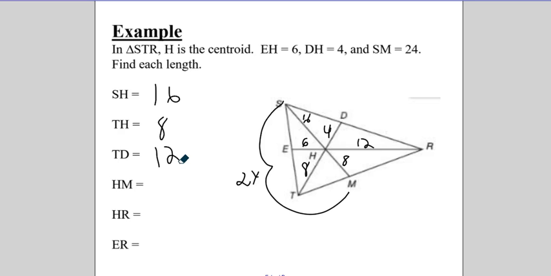HM, we have written down as 8. HR, we have written down as 12. And ER is the entire thing. 12 plus 6 is 18. Or again, EH is 6, and 6 times 3 is 18. Just another way of doing it. And that's it.